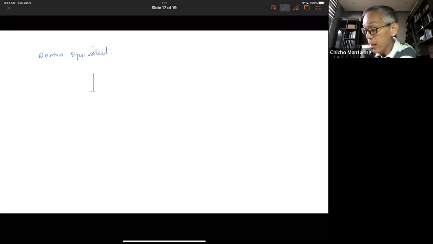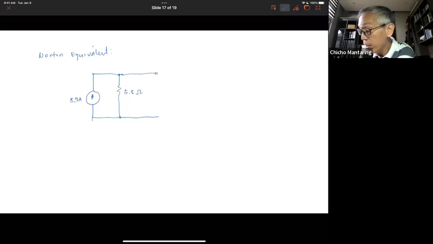Okay, I have my 8.9 amperes. And then my Norton resistance would be the same as my Thevenin resistance, which we already computed, which is 5.8 ohms. No? So now this is my X and Y.